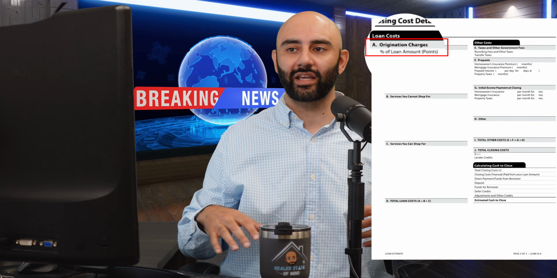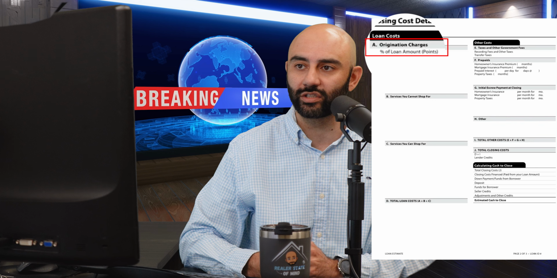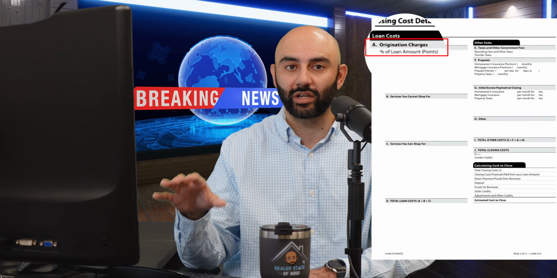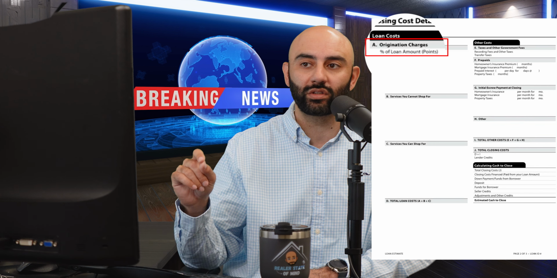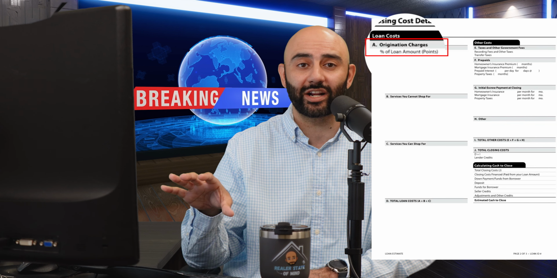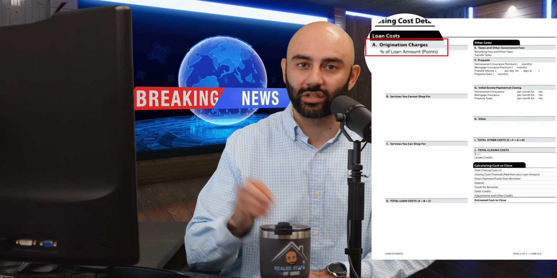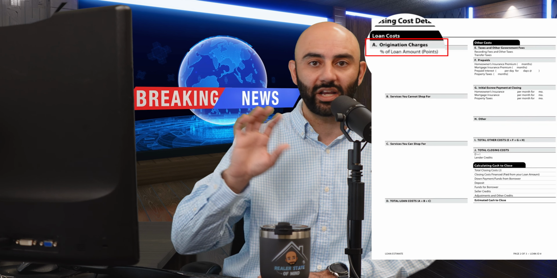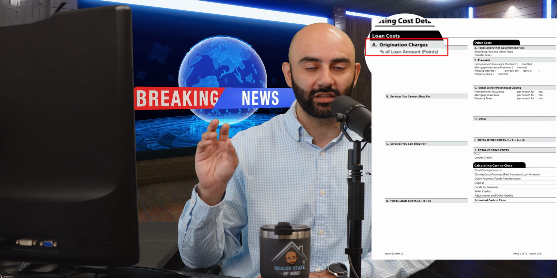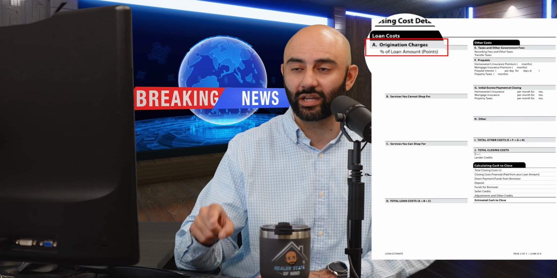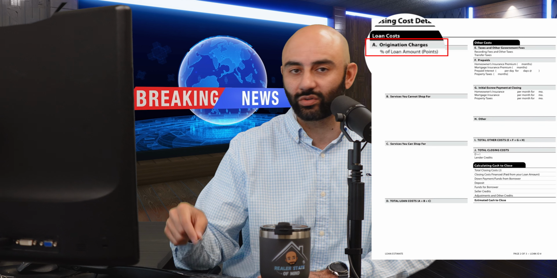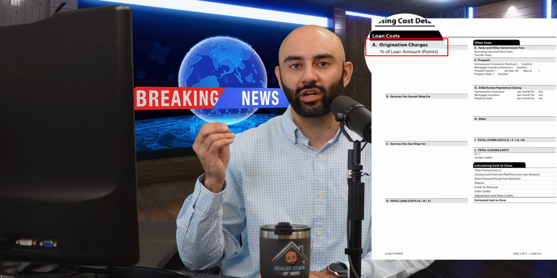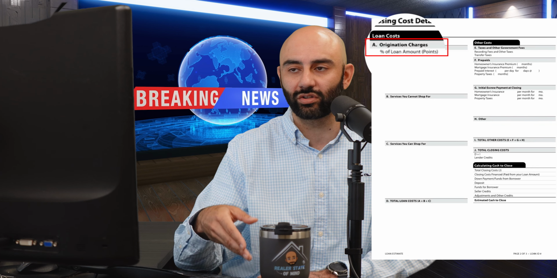Okay, so Section A is the origination charges. I want to harp on Section A because in Section A of a loan estimate, that is the only place on a purchase transaction that a mortgage lender or mortgage broker really has control over. Section A is the origination charges, which is pretty much how much they're charging you for their services.